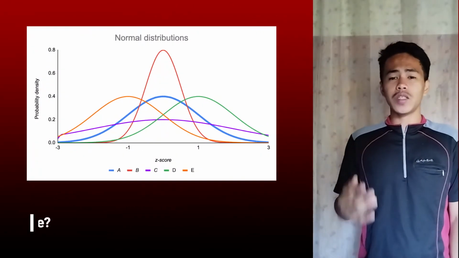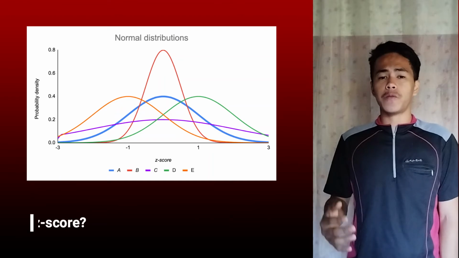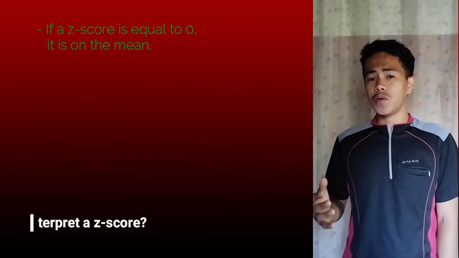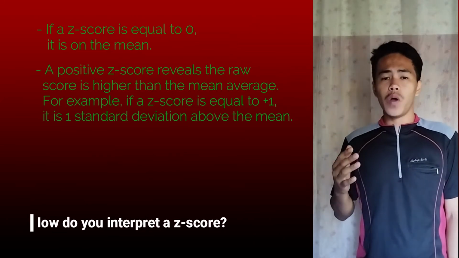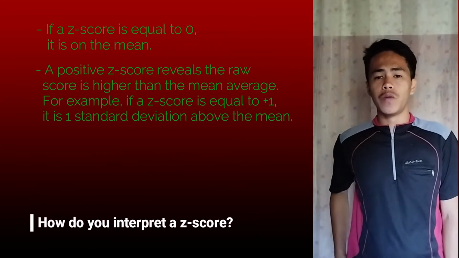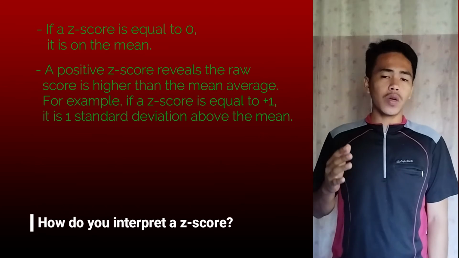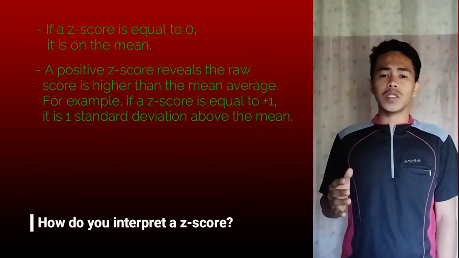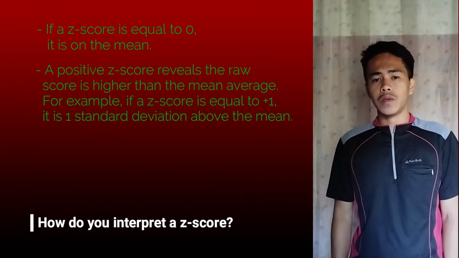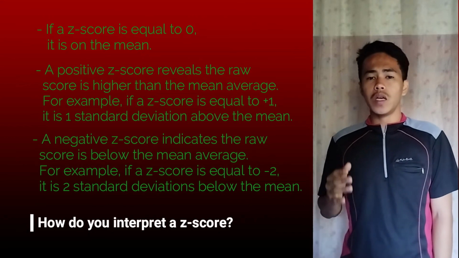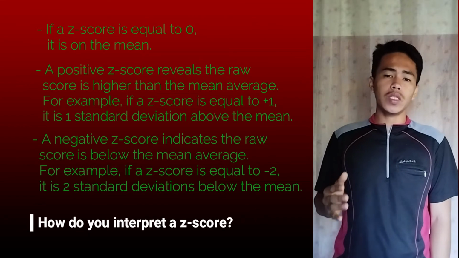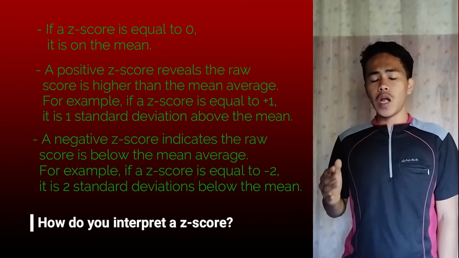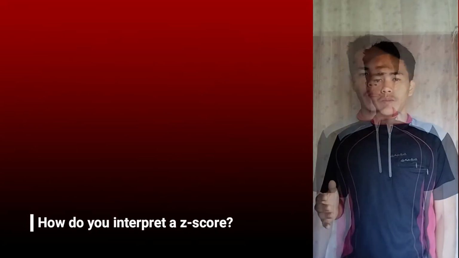So how do we interpret a z-score? The value of a z-score tells you how many standard deviations you are away from the mean. If a z-score is equal to 0, then it is on the mean. A positive z-score reveals that the raw score is higher than the mean average. For example, if a z-score is equal to positive 1, then it is 1 standard deviation above the mean. A negative z-score indicates that the raw score is below the mean average. For example, if a z-score is negative 2, then it is 2 standard deviations below the mean.